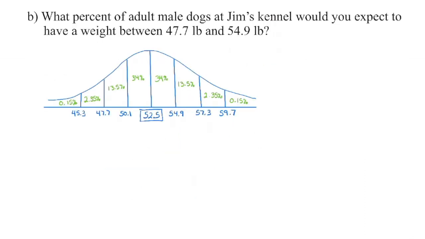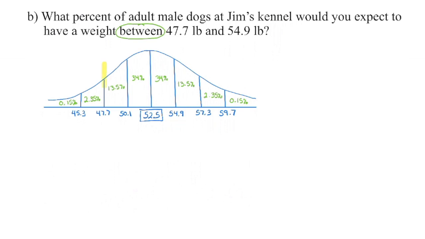So in the first question, we're looking for what percent of dogs could we expect to have a weight between these two data values. Now, you need to pay attention to, are we above, are we below, or are we between? So in this case, we're between. So you might even want to grab a highlighter or something and block off that range. So I can see that 47.7, that's right there. 54.9, that's right there. So that's perfect. It lies right on those standard deviations.